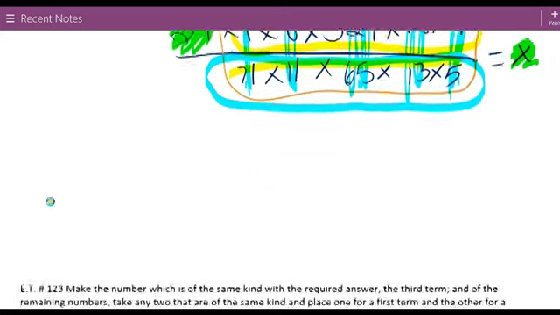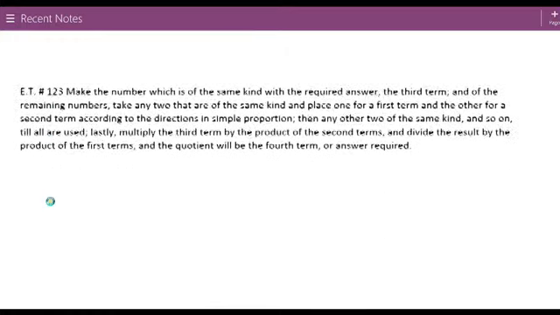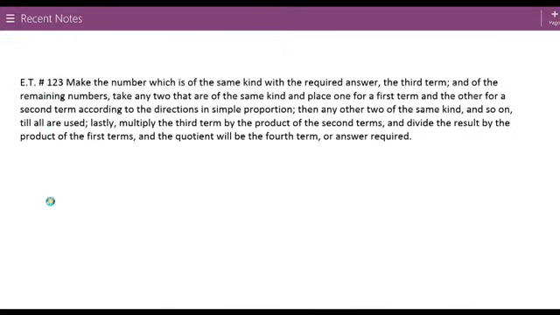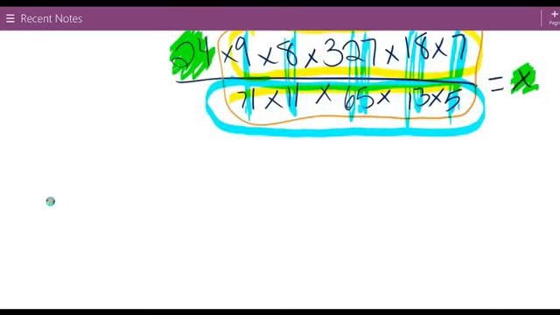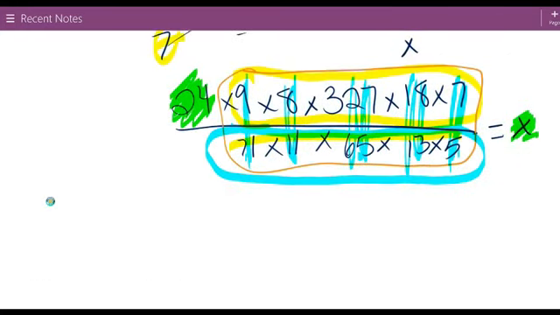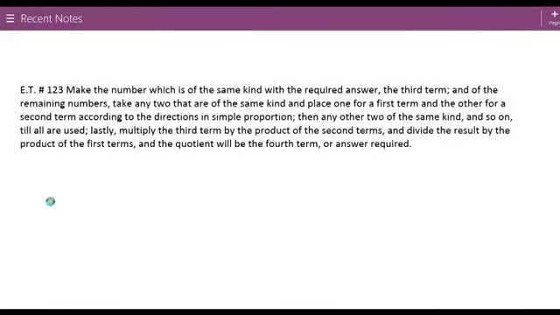Now, Elementary Treatise section 123 gives us a very nice rule for that. Make the number which is the same kind with the required answer the third term. Up here, that was our 24. Let me rewrite this where we can see it.